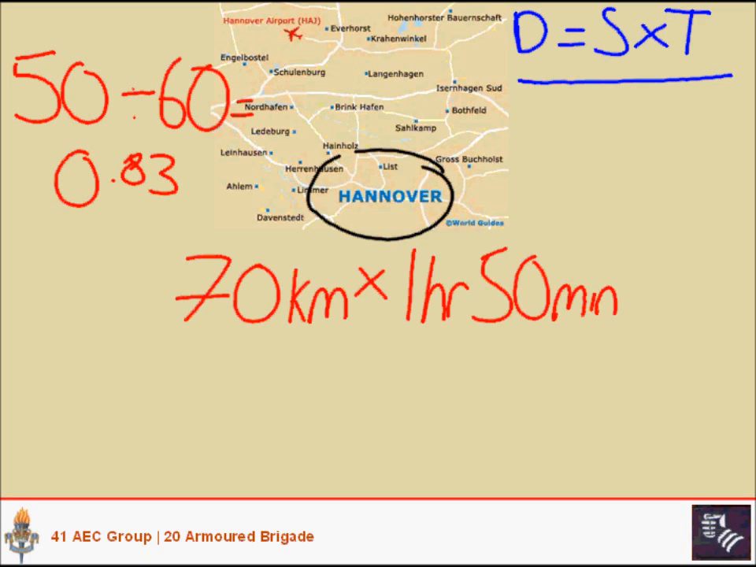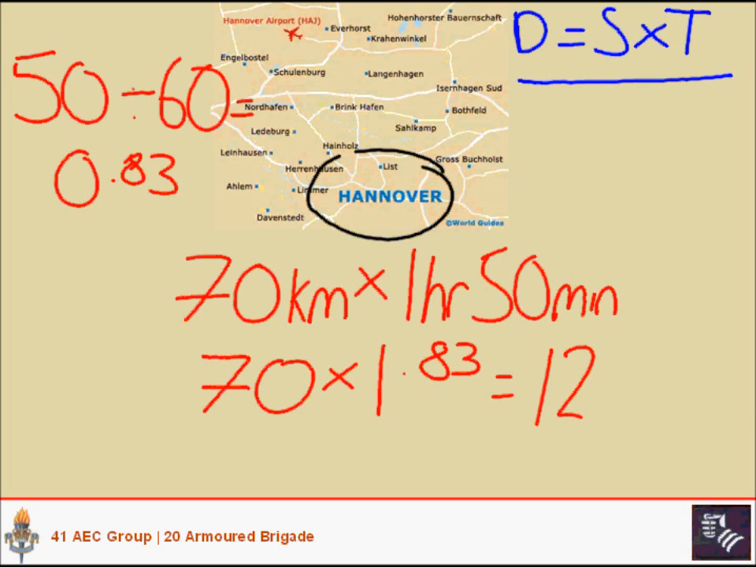When we add this to the 1 hour, we have a decimal time of 1.83 hours. Now we can carry on with the calculation. So our equation will look like this. 70 times 1.83 equals 128.1 kilometers. Therefore, that is our total distance.